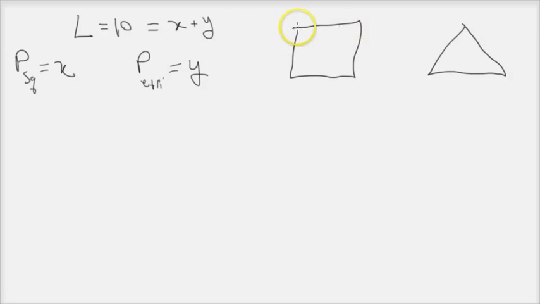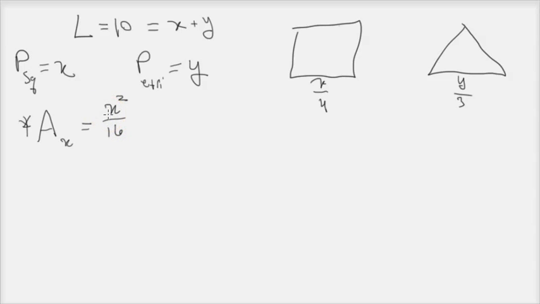So if the perimeter of the square is x, and each side of a square is the same, each side can be represented by x over 4. And for the equilateral triangle, divided by 3, each side can be represented by y over 3. That's how we can define those dimensions. Now we're going to need expressions for the area of each one, and that's pretty easy. For the square, I'm going to call that A sub x, it will be equal to both sides times one another, and that will be x squared over 16.